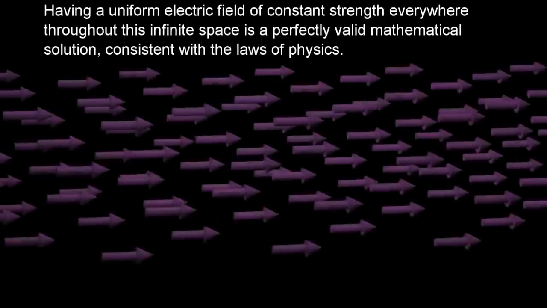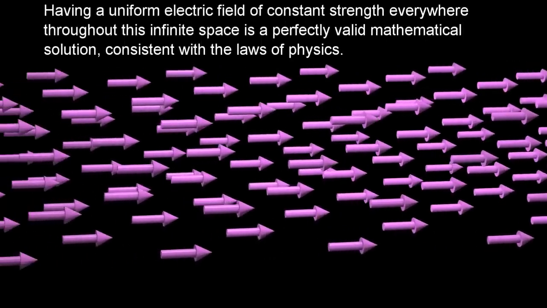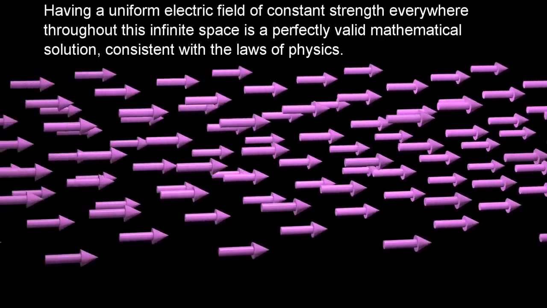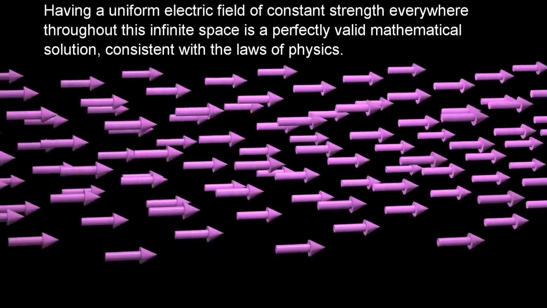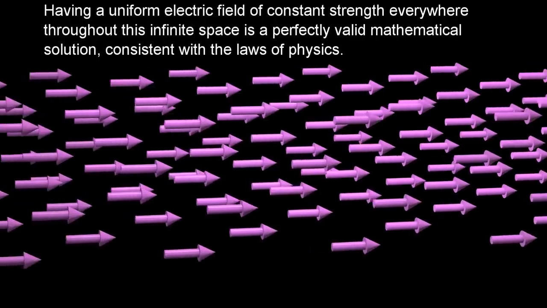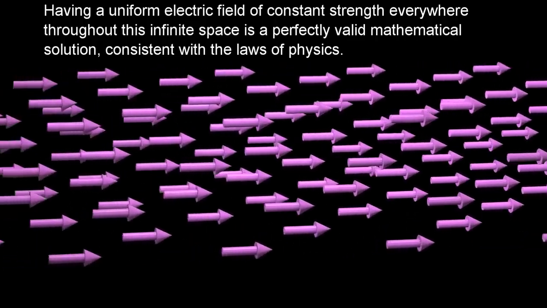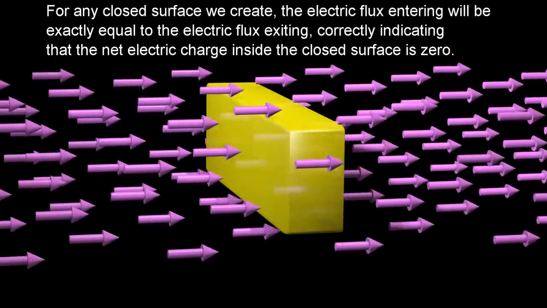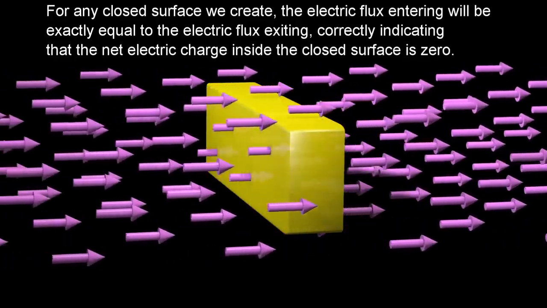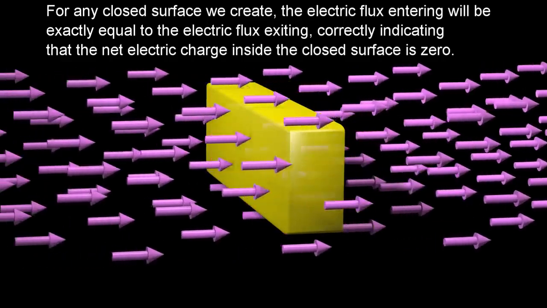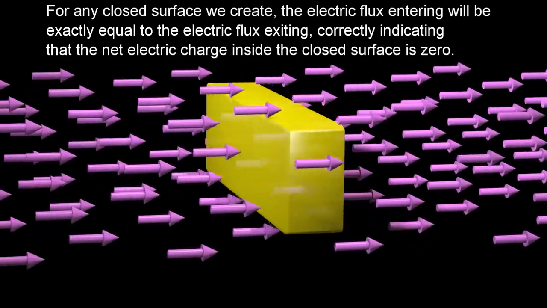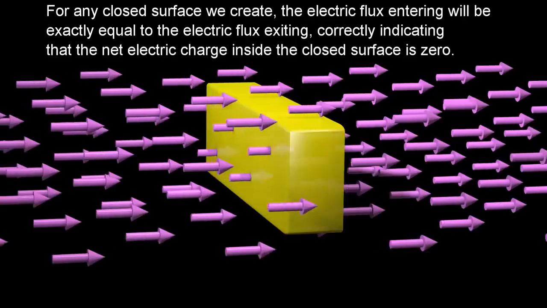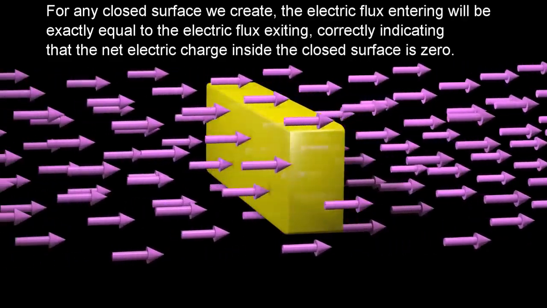Suppose we have an infinite space with no charged particles at all. Having a uniform electric field of constant strength everywhere throughout this infinite space is a perfectly valid mathematical solution, consistent with the laws of physics. For any closed surface we create, the electric flux entering will be exactly equal to the electric flux exiting, correctly indicating that the net electric charge inside the closed surface is zero.